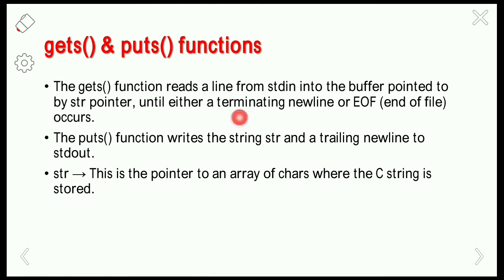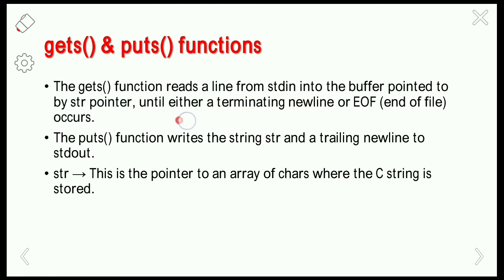The gets function reads a line from standard input into the buffer pointed to by the string pointer until either a terminating new line or end of file occurs. The puts function writes the string and a trailing new line to the standard output. Here the string stands for the pointer to an array of characters where the C string is stored. We already discussed that if you store a character array, the base address of that array is stored in the character array name. So string is the pointer that holds the base address of the character array.